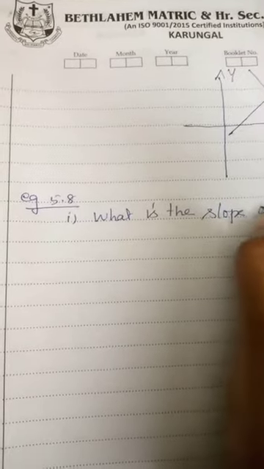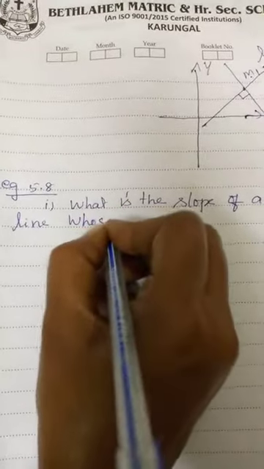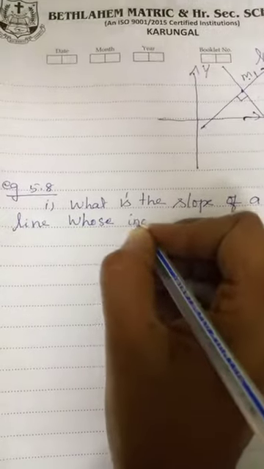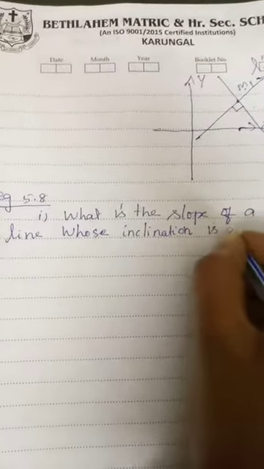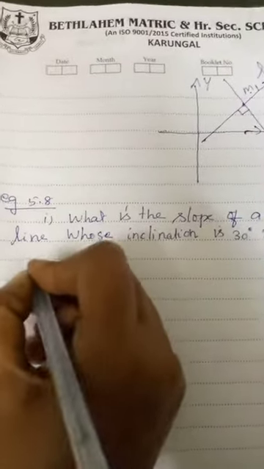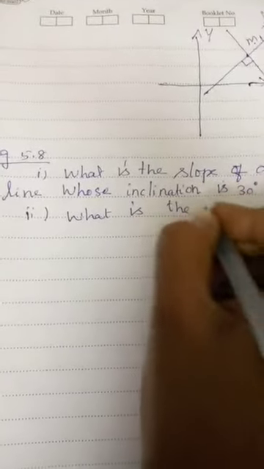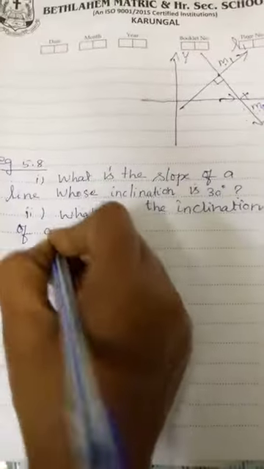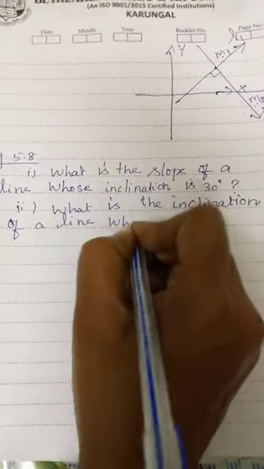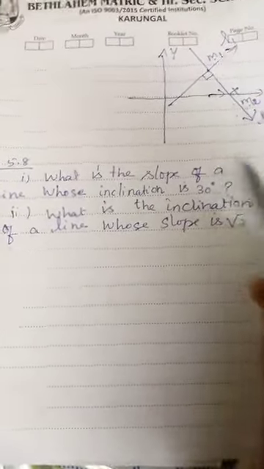What is the slope of a line whose inclination is 30 degrees? Second question: what is the inclination of a line whose slope is √3? Okay, two questions are there, very simple.